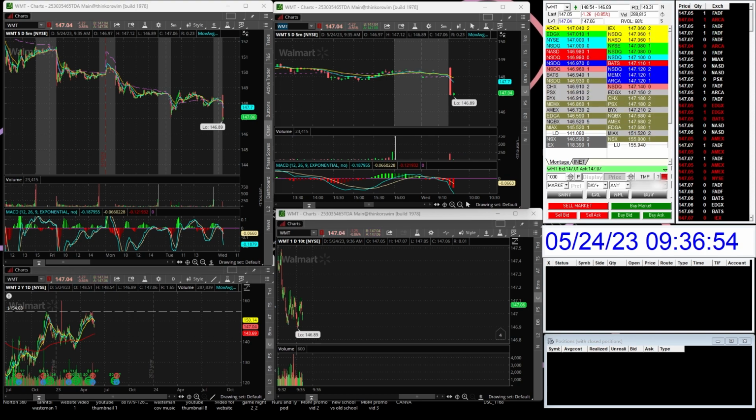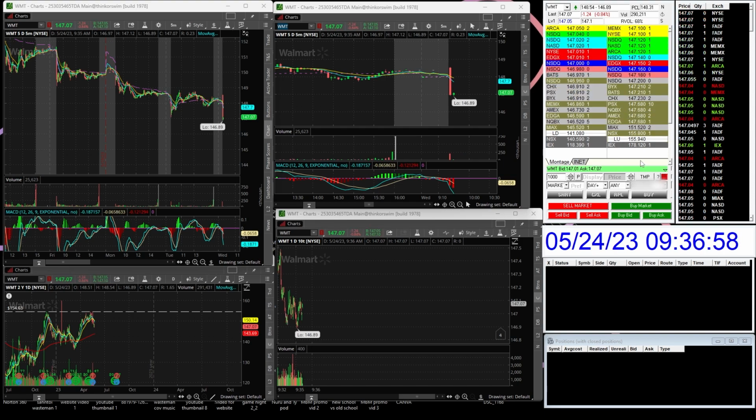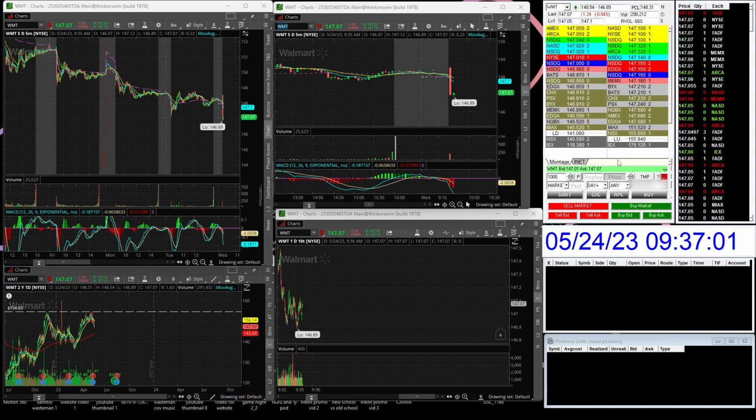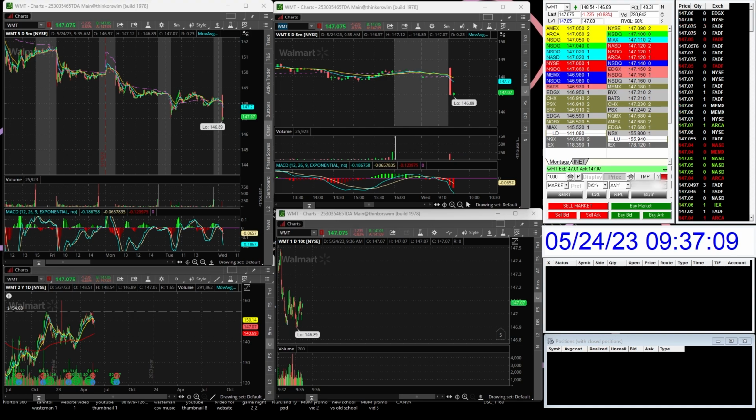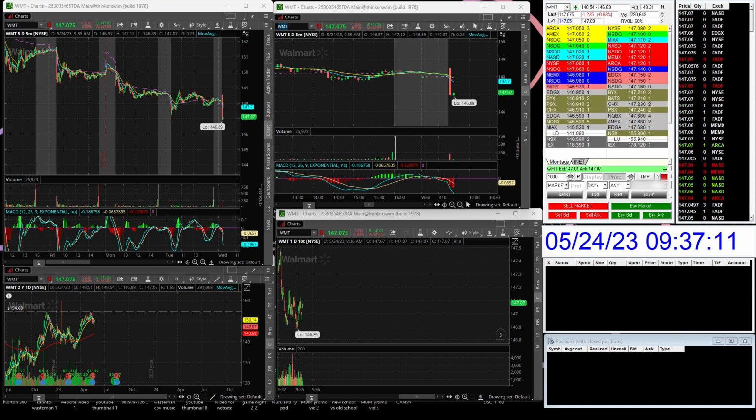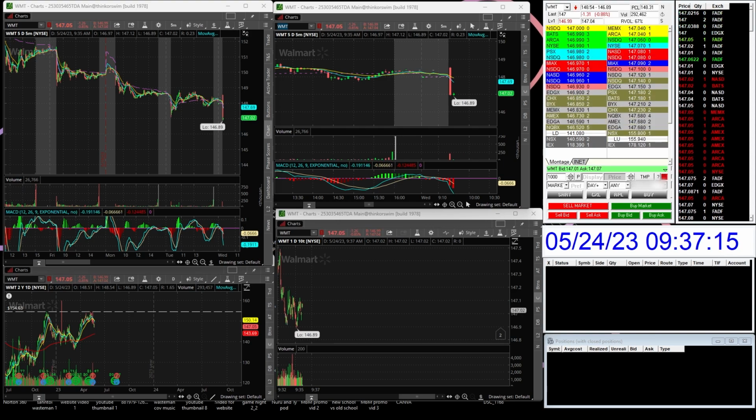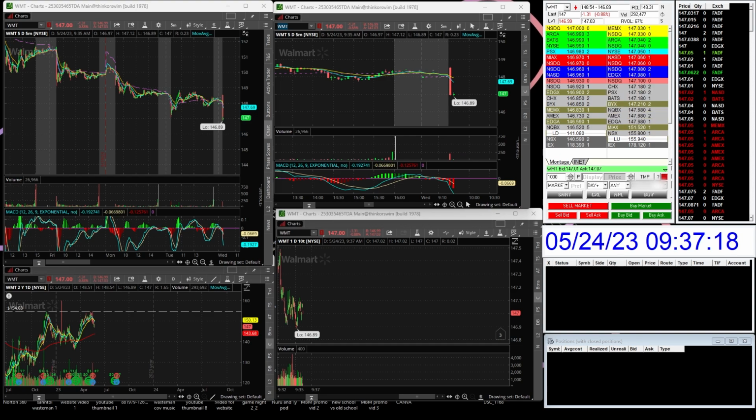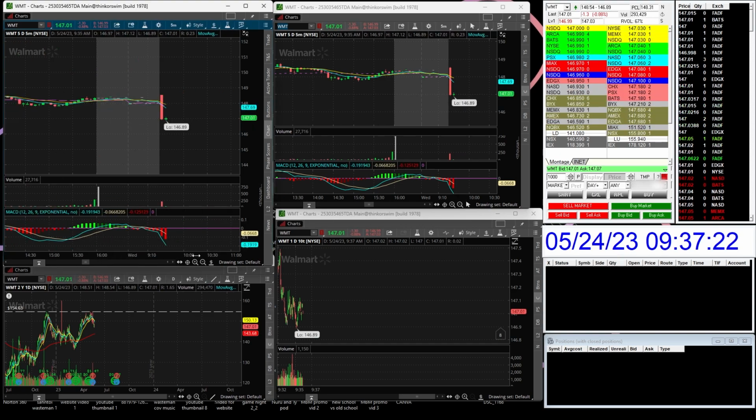I'm not looking to be quick to push the button. I'm just looking at everything, evaluating everything, looking at the price action and volume, also reading level two as well. So I think I'm going to wait. Either I'm going to trade Walmart or maybe I might trade ENVB. Those are the two that I have on watch that I'm focusing on right now.